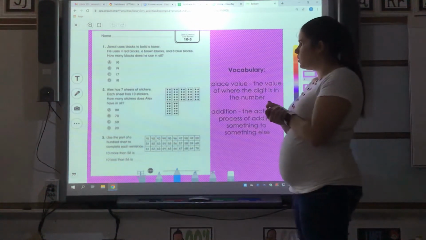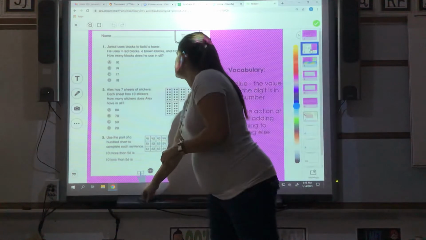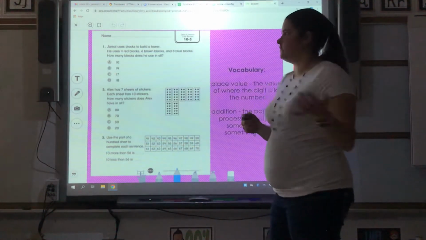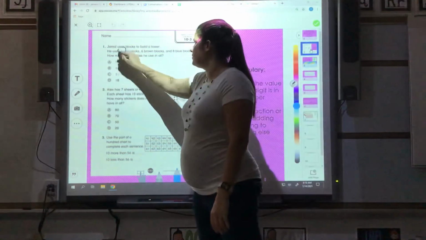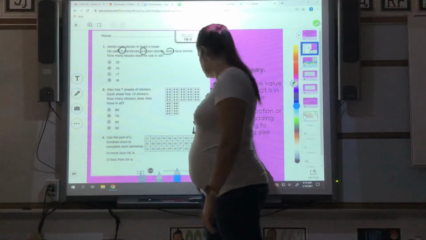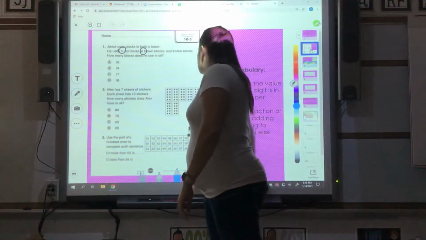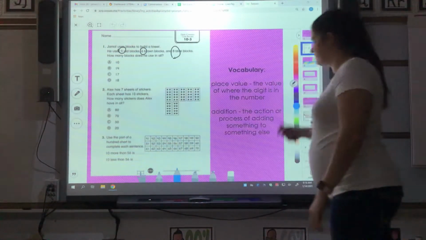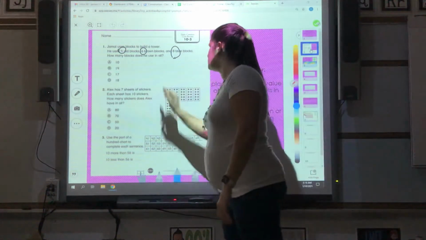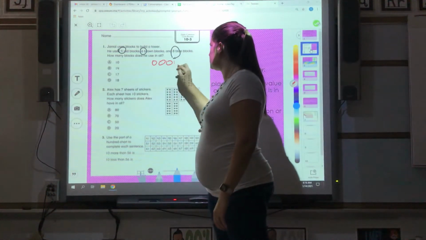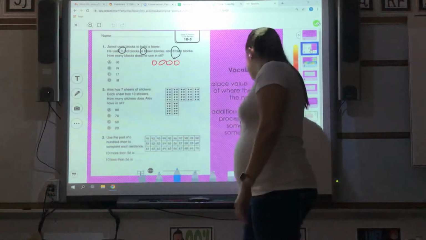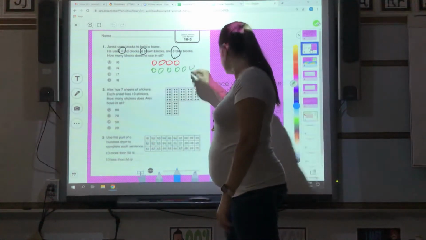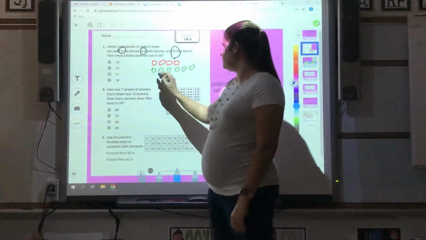He uses 4 red blocks, 6 brown blocks, and 8 blue blocks. How many blocks does he use in all? So the first thing we always do when we have a word problem is circle our numbers. And then we're going to draw a picture. So we have 4 red blocks. I don't have all of these colors, but I'll use what I can. 4 red blocks, 6 brown blocks. I'm going to use green. And 8 blue blocks.